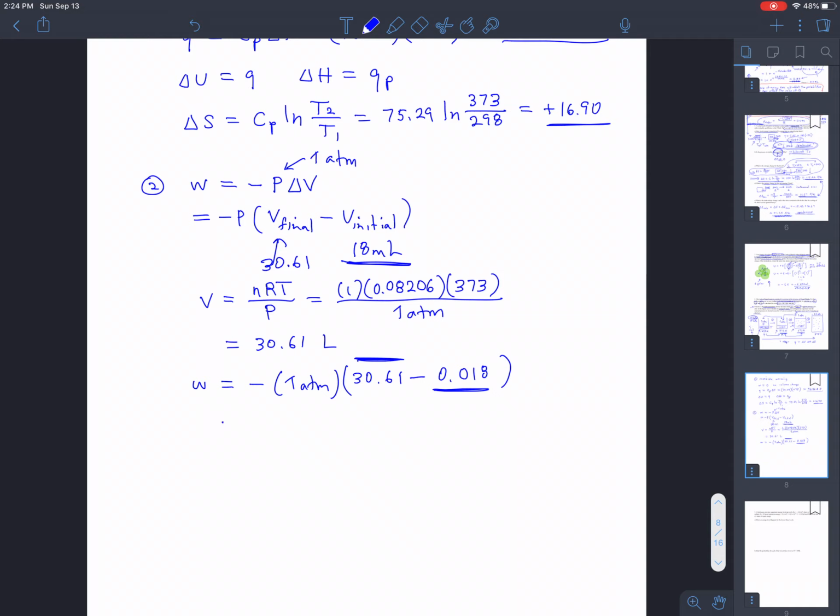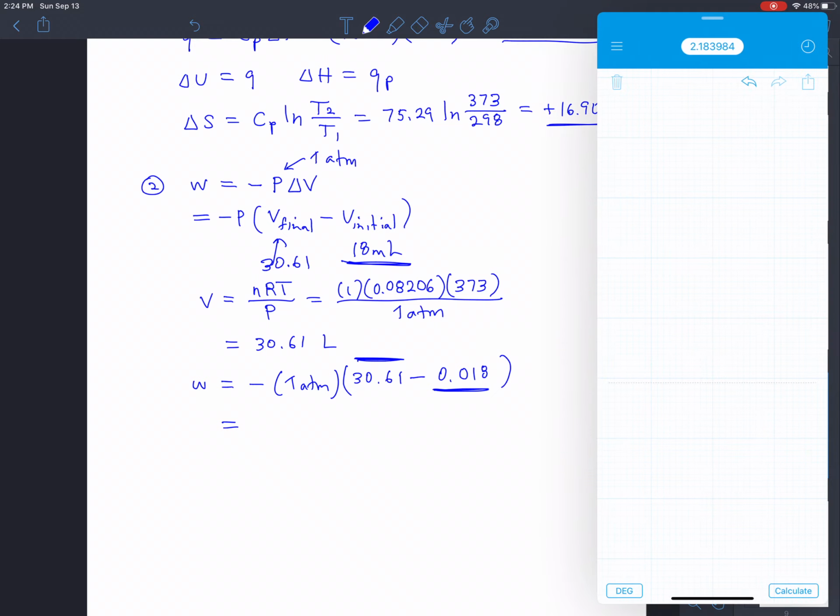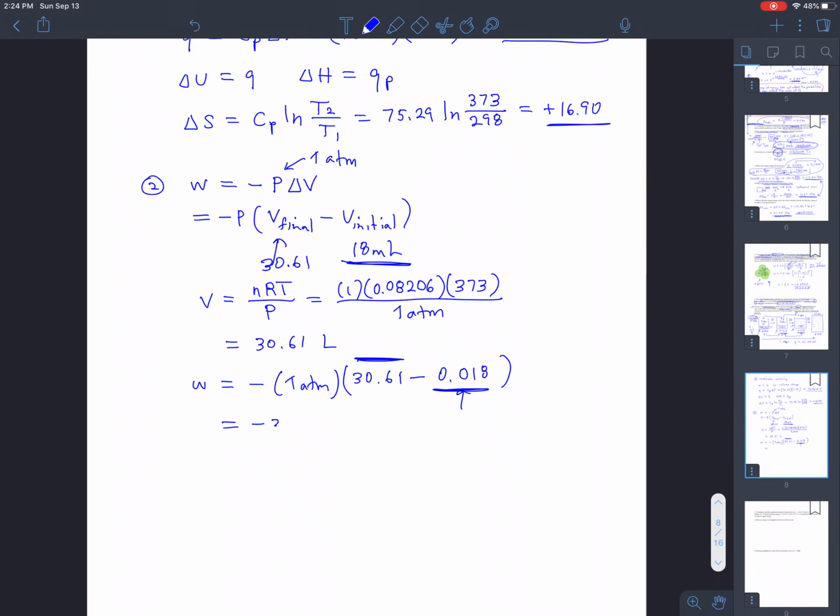And that will be equal to, let's do it here. We'll do it properly. I was going to neglect this, but let's just do it properly. So it's 1 times, so it's going to be minus 30.61 minus 0.018, and that is equal to minus 30.59 liter atmospheres of work.